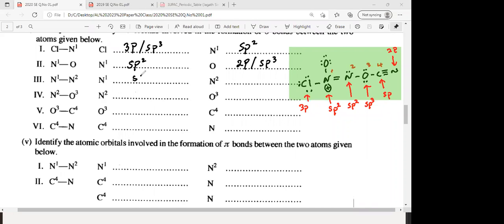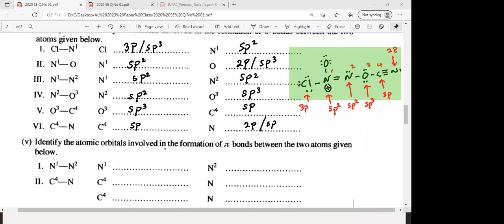So N1 is sp2, N2 will be sp2, sp3, O3 will be sp3, this will be sp, C4 will be sp, and 2p. There will be a lone pair on this nitrogen, right?